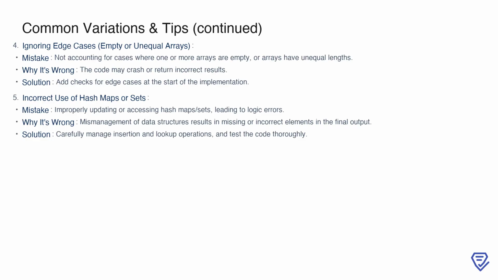Misuse of hash maps or sets is another common pitfall. For example, improperly updating or accessing these data structures can lead to logic errors, resulting in missing or incorrect entries in the final output. To avoid this, carefully manage how you insert and retrieve data from these structures, and always test your code thoroughly to catch any hidden bugs. These mistakes might seem small, but they can have a big impact on the correctness and reliability of your solution.